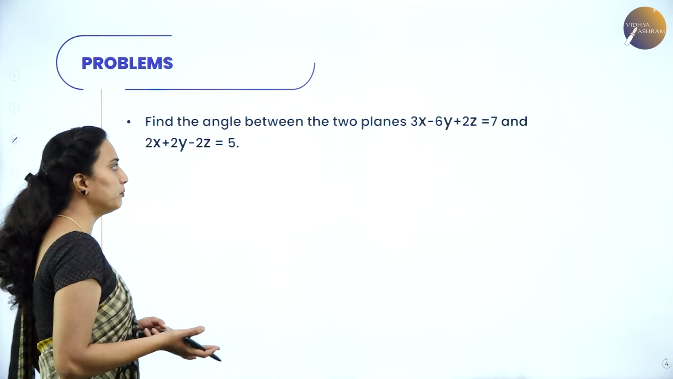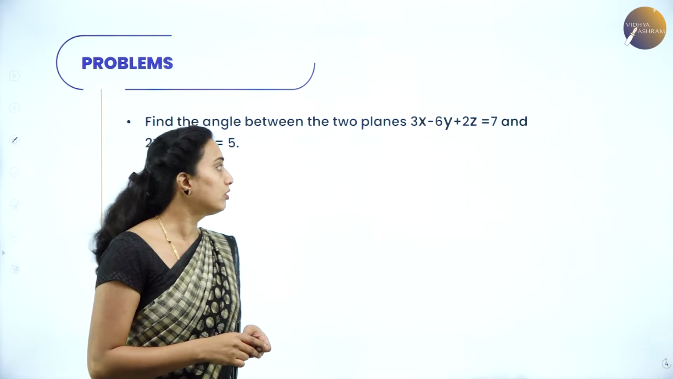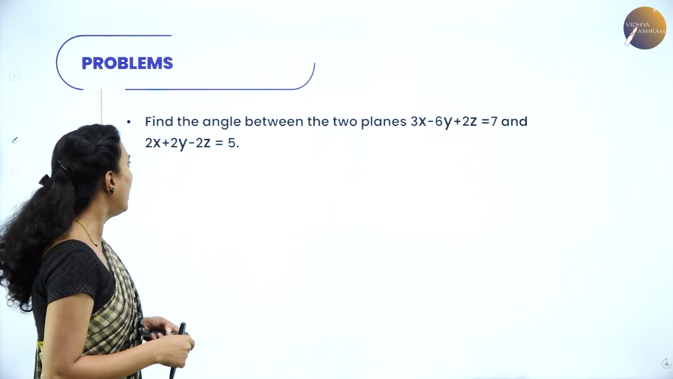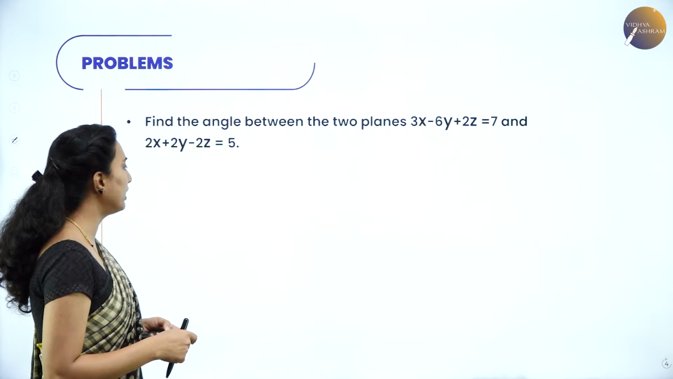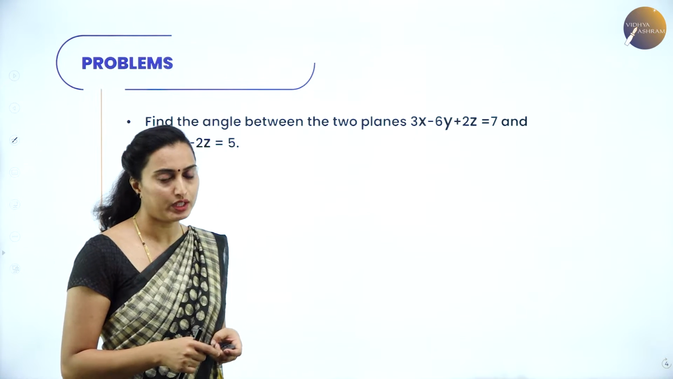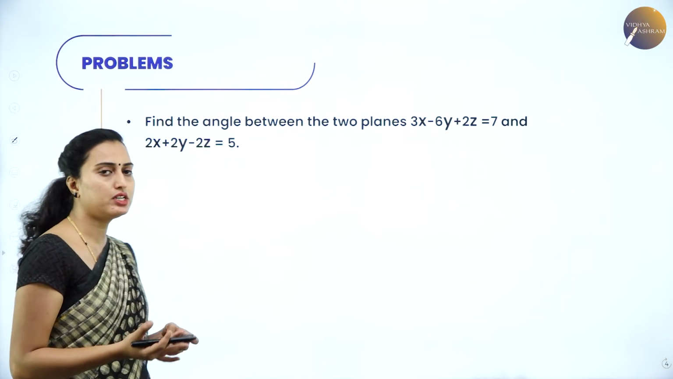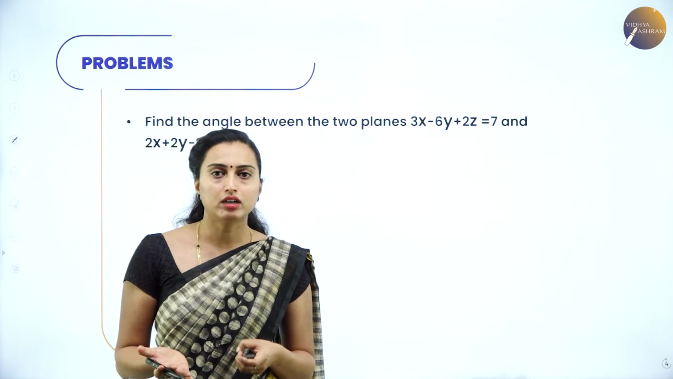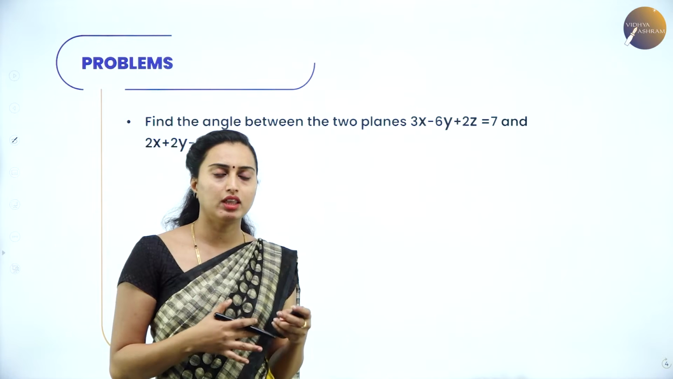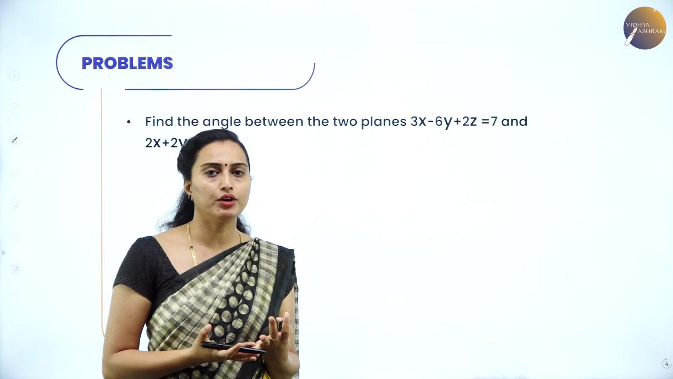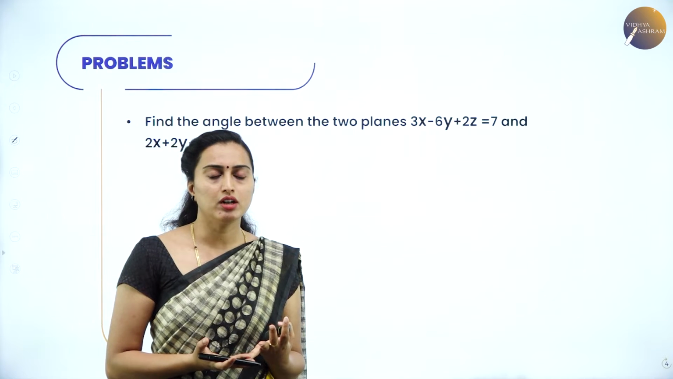Find the angle between the two planes 3x minus 6y plus 2z equals 7 and 2x plus 2y minus 2z equals 5. You can take it as the angle between the two planes either by the vector method or by the Cartesian method. Here they have not mentioned anything, so you can go by the vector method or by the Cartesian method.